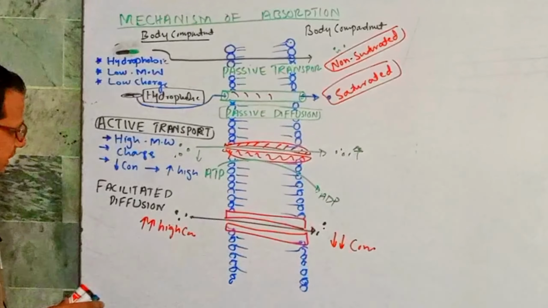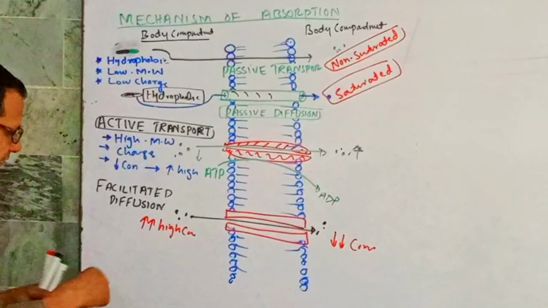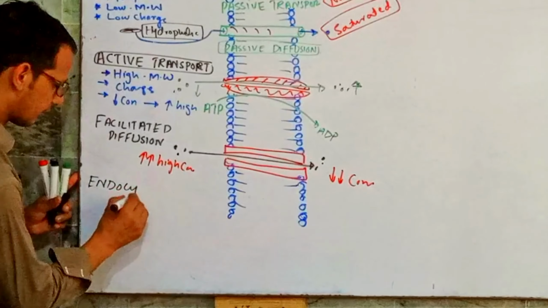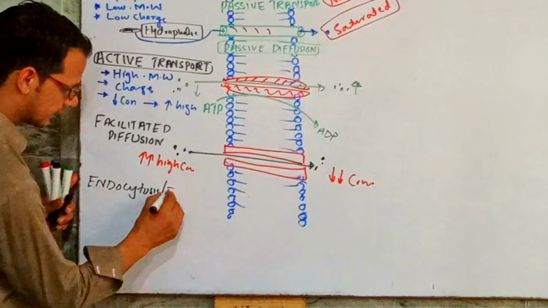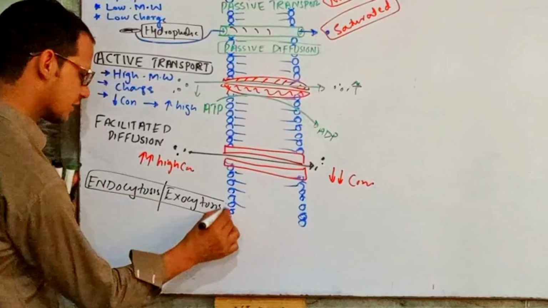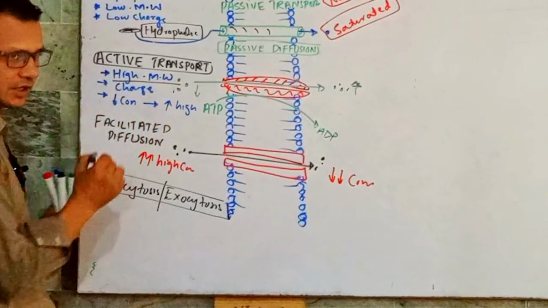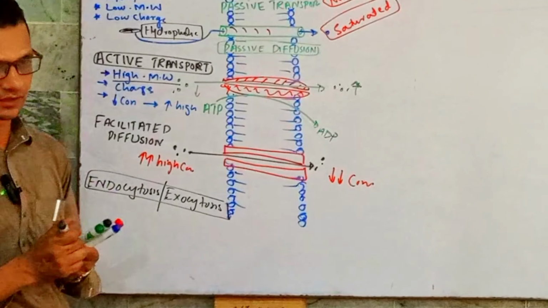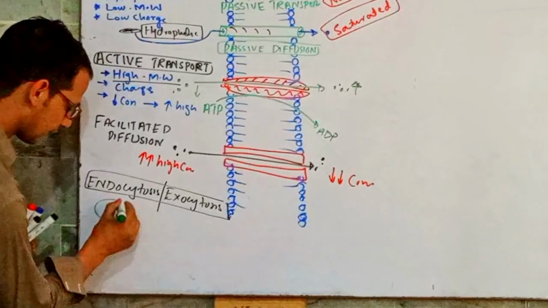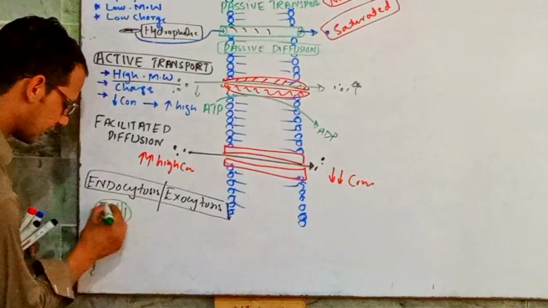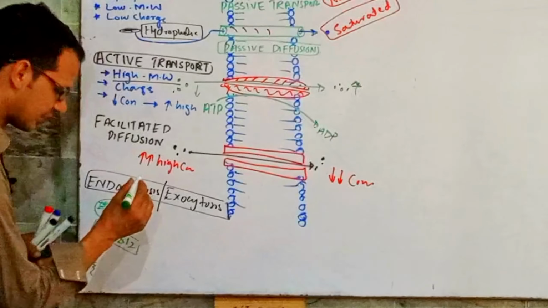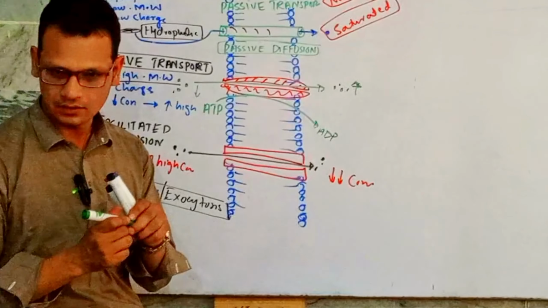The next is endocytosis and exocytosis. Endocytosis and exocytosis are for very large, high molecular weight, very large size drugs. For example, vitamin B12. This vitamin B12 example is from your book, right?